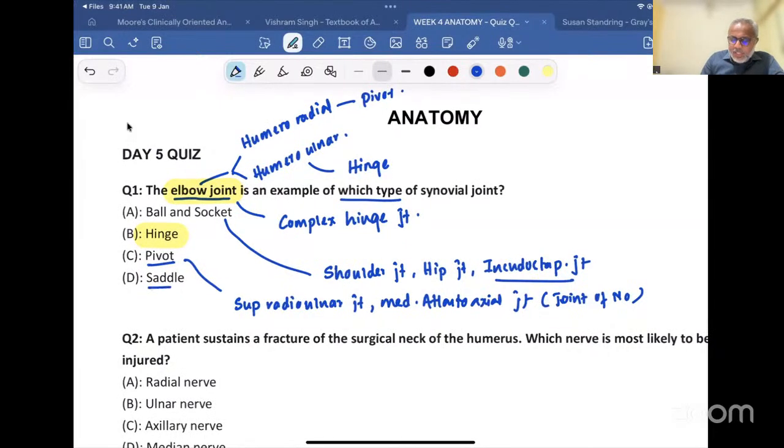What about saddle joint? Now the best example for saddle joint in upper limb is the first carpo-metacarpal joint, right? Now this is very often asked even in your exam. What type of joint is the first carpo-metacarpal joint? So this could come as an MCQ, right? Done. So let's move on to the next question.